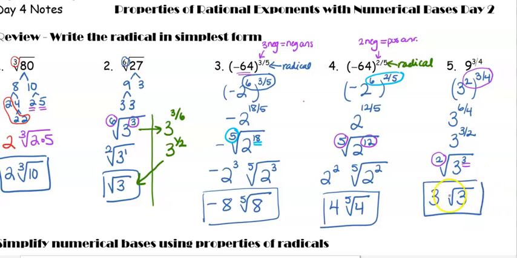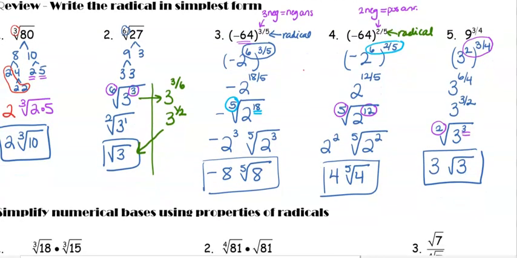Notice I didn't write the 2. We know square roots are 2nd roots. I didn't write the 1 because I know it's that assumed value of 1. If you want to, you can. You just don't have to.